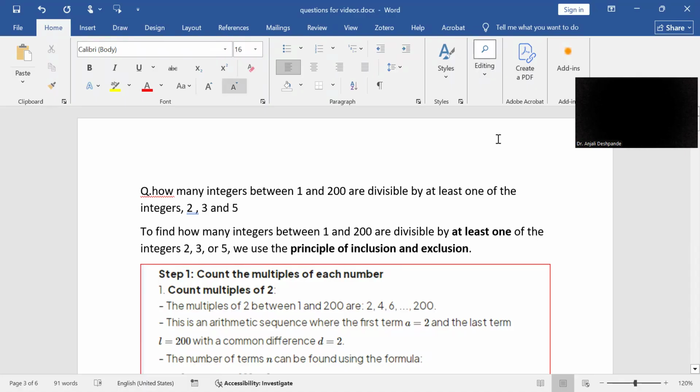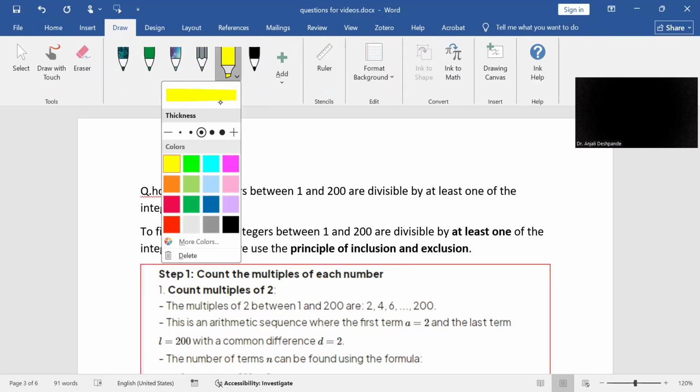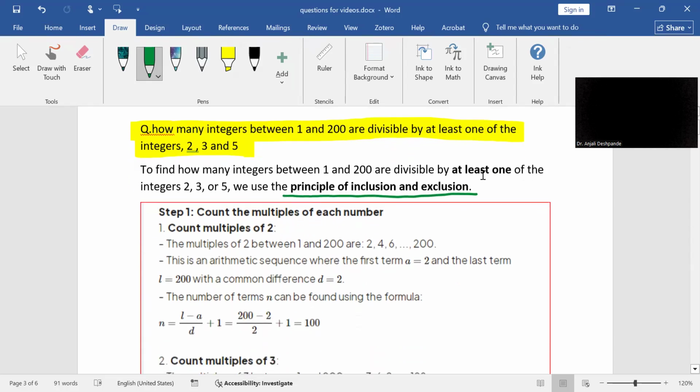Hello everyone. So today we are going to see how to solve this particular question. Here you can see the problem statement: How many integers between 1 and 200 are divisible by at least one of the integers 2, 3 and 5? In order to solve this problem, we are going to use something called the principle of inclusion and exclusion. So let's see how we are going to go about this.